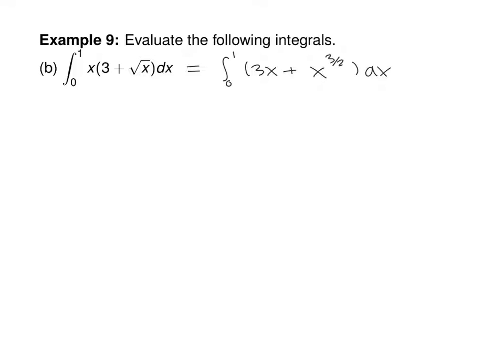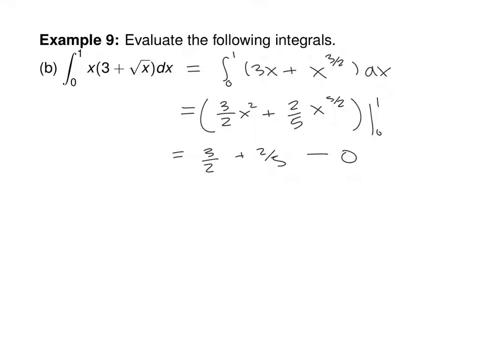Okay, now can you take the antiderivative? So what's the antiderivative of 3x? 3 over 2 times x to the second, very good. And how about x to the 3/2? x to the 5/2, so times 2 over 5, great. Okay, and plugging in 1 is nice and easy, isn't it? Yeah, you have to have 3/2 plus 2/5, right? And then plugging in 0 does give you 0, right?